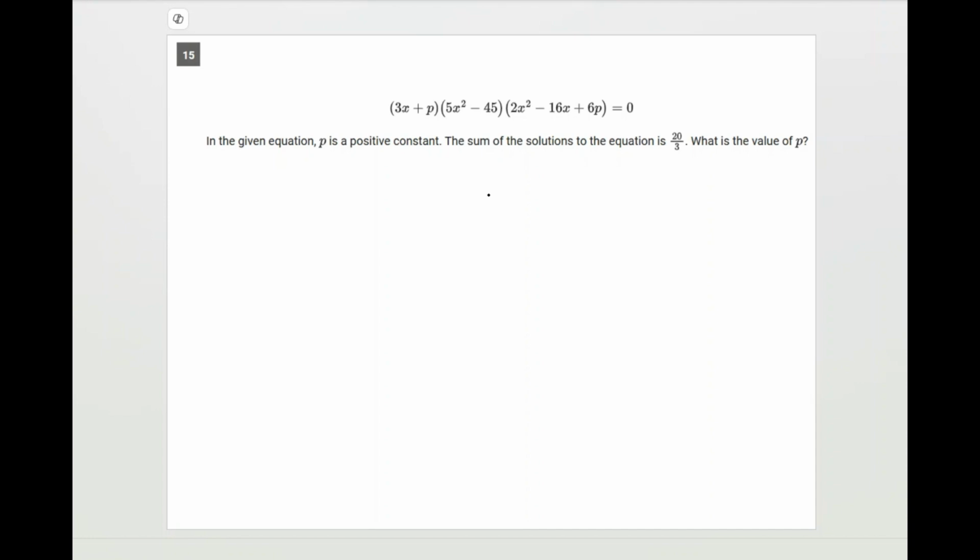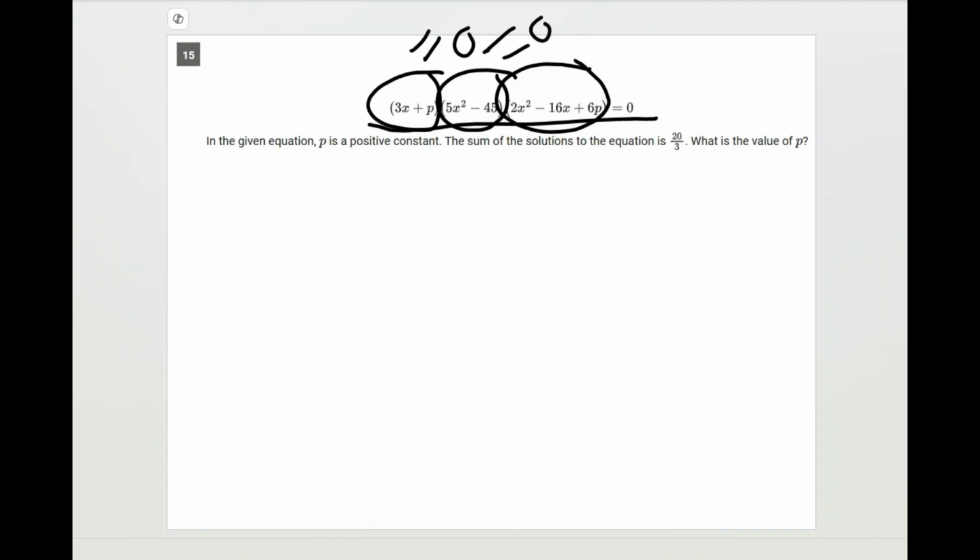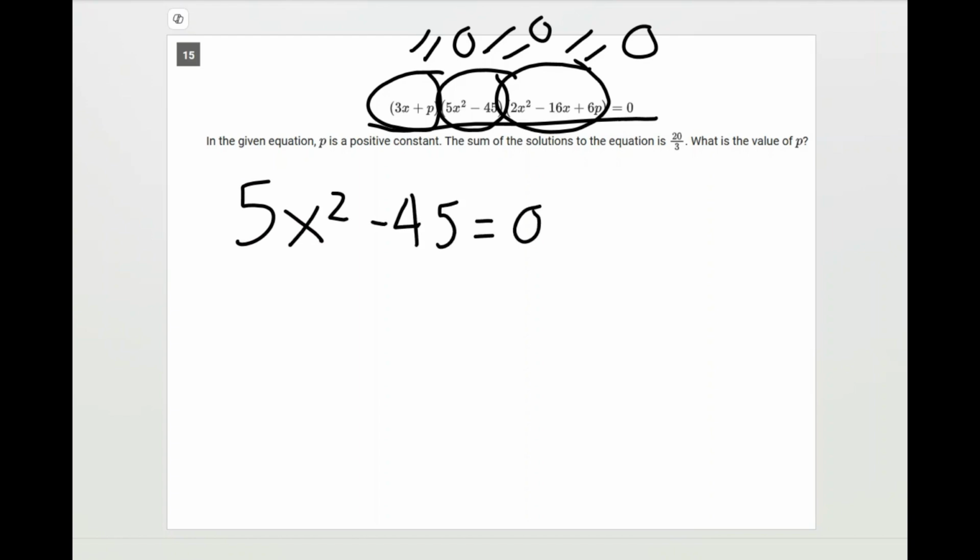So the important thing to note about the parts of this equation is that all of the separate parts are going to need to be set equal to 0. Because if any of them equals 0, then the whole equation is going to be equal to 0. So basically, you're going to create equations like this. So let's go ahead and separate those out and solve each of them separately. Let's take the middle one. And solve.